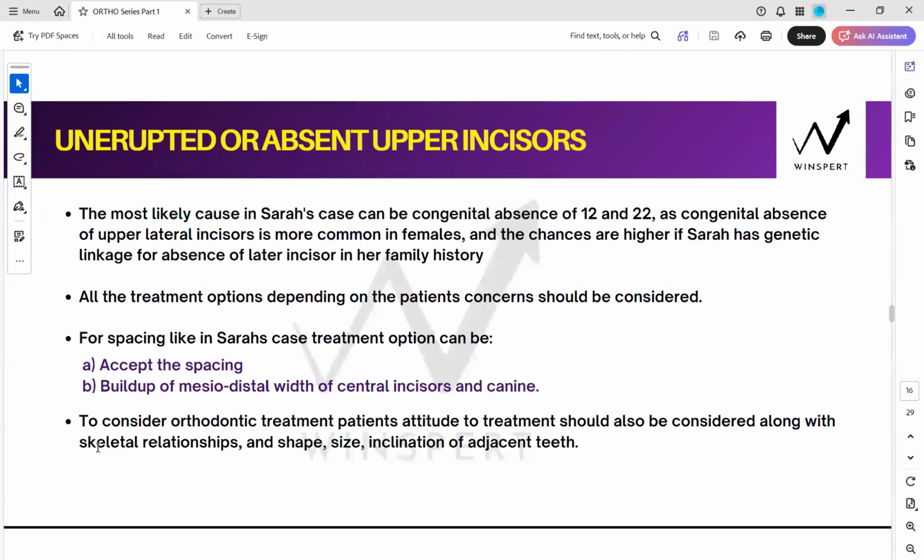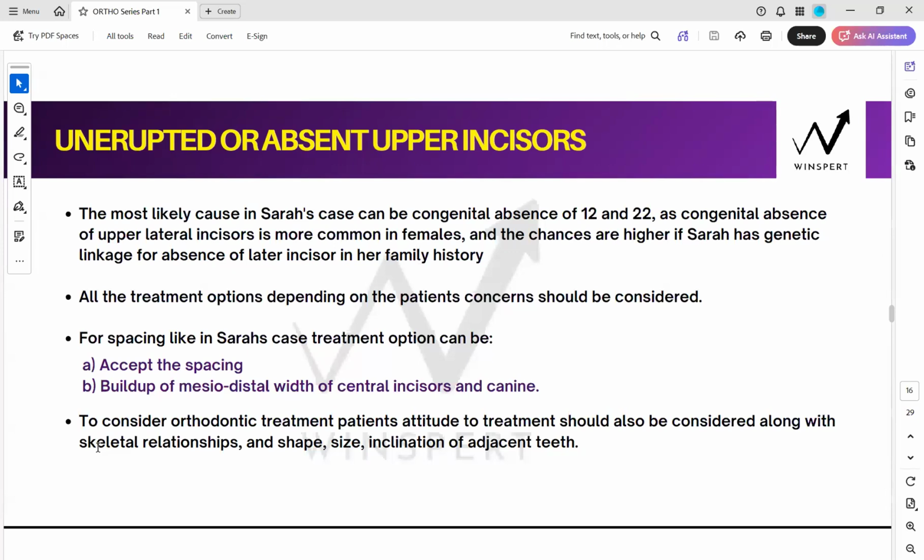So the most likely cause in Sarah's case is congenital absence of 1-2 and 2-2, as congenital absence of upper lateral incisors is more common in females. And the chances are higher if Sarah also has some family history of that. So you'll also take family history. A definite diagnosis will be established when you take your complete history and radiographic examination and investigations, right?